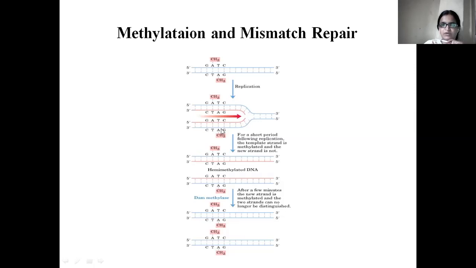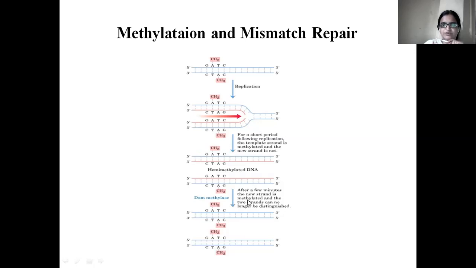Here also the blue one is the old strand showing the methylation, and this pink one is the new strand, and the replication is proceeding in this direction. For a short period following replication, the template strand is methylated and the new strand is not methylated. So after this part is replicated, for some period the parent strand remains methylated and the daughter strand will not show any methylation. This DNA molecule can be called hemimethylated DNA.